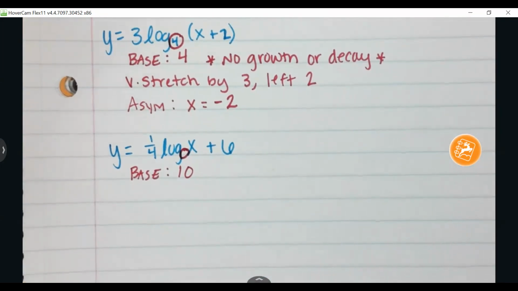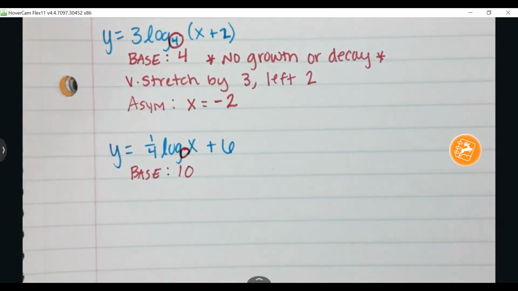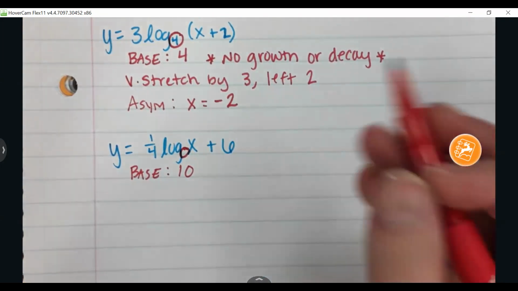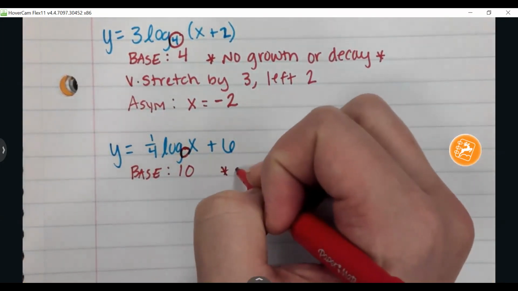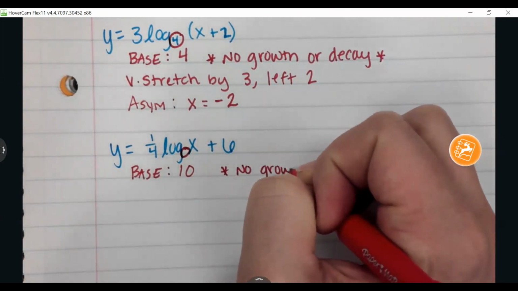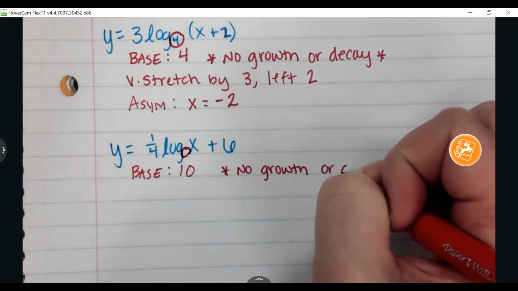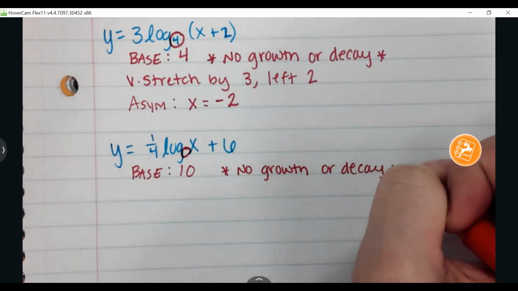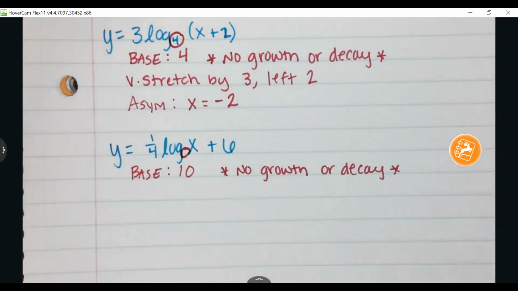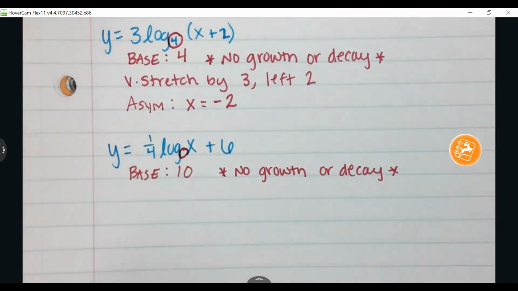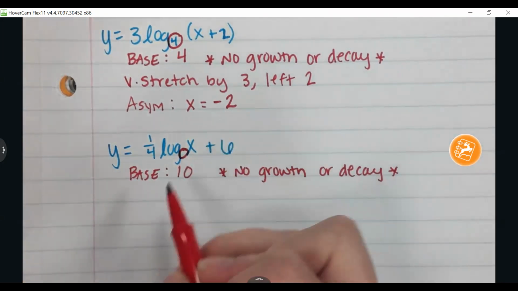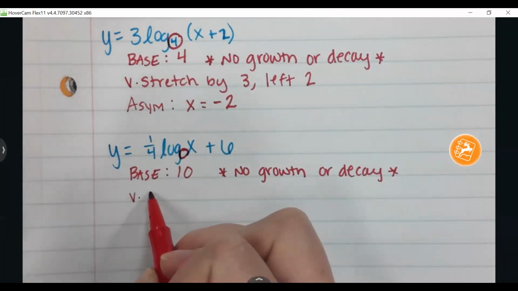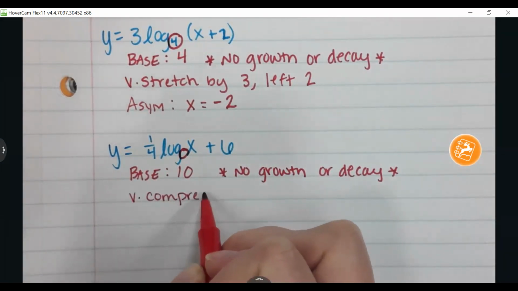Does this have a growth or a decay? Neither. It has neither. Okay, no growth, no decay. Write that one more time if you need to. No growth or decay. I see a 1/4 in front. What does that mean? Vertical compress, very good, by 1/4.